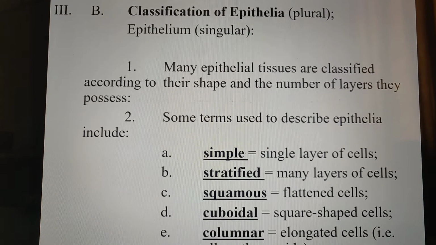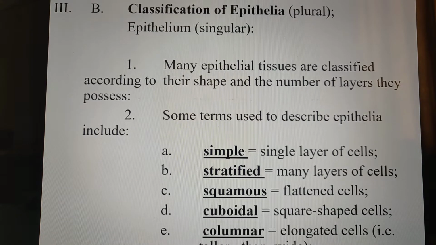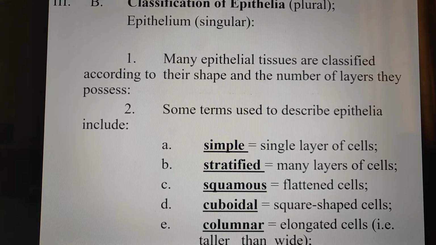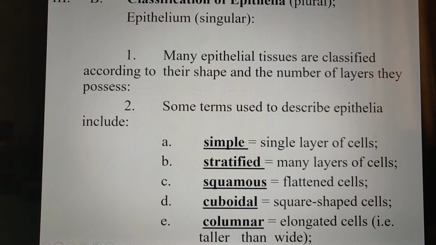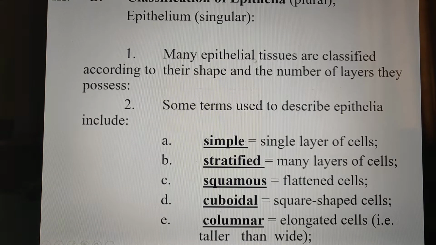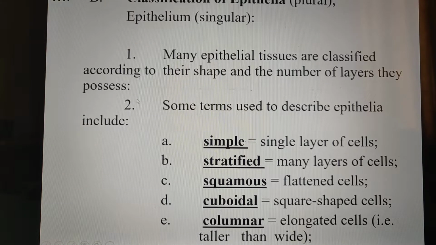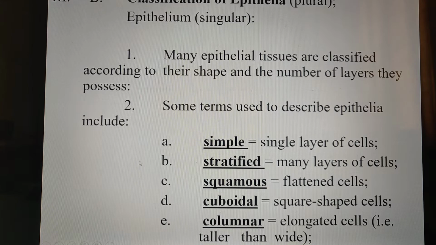Now we will discuss the classification of the tissue. The plural is epithelia, the singular is epithelium. Epithelial tissues are classified according to their shape and number of layers. Simple means a single layer of cells. Stratified means many layers of cells.